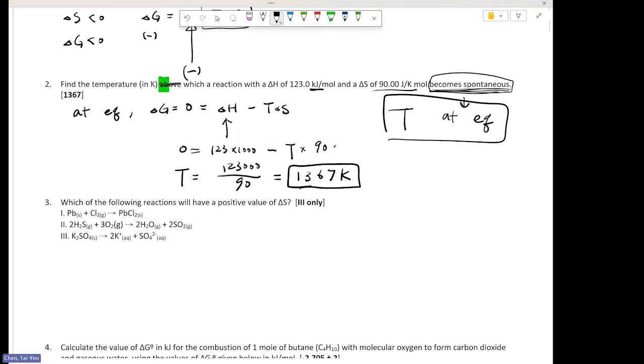You read the question, you know your delta H. Delta H is typically given in kilojoules per mole, so make sure you convert it into joules. Delta S, just plug it in, and then you can calculate your temperature.